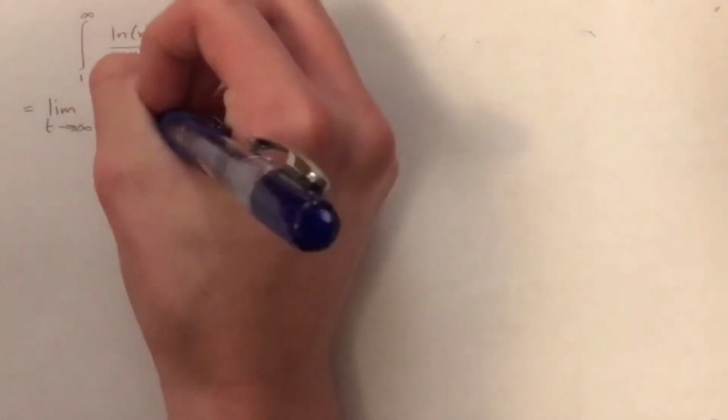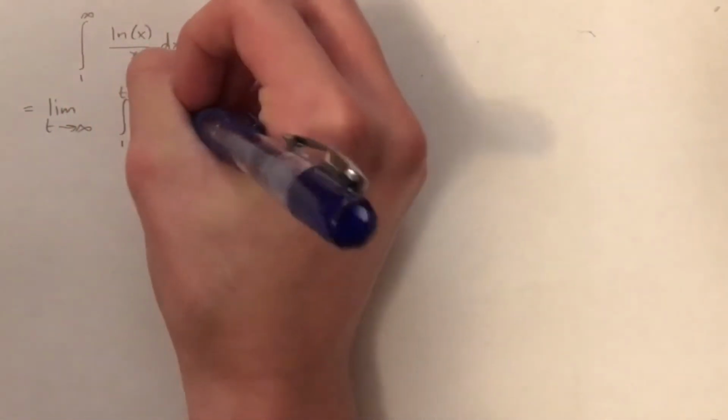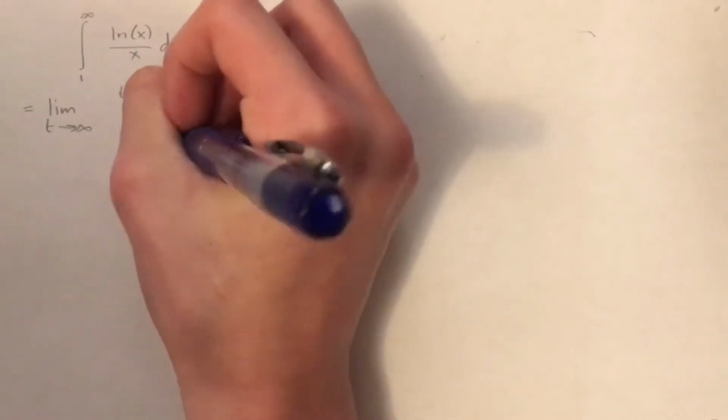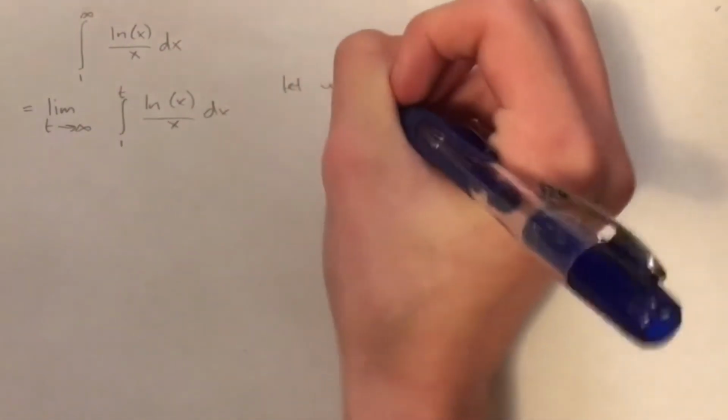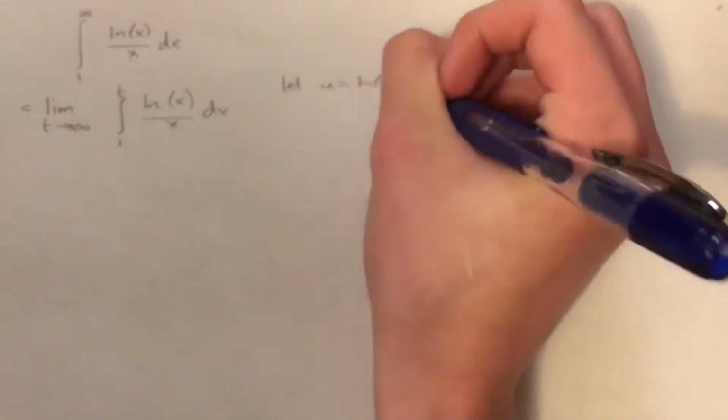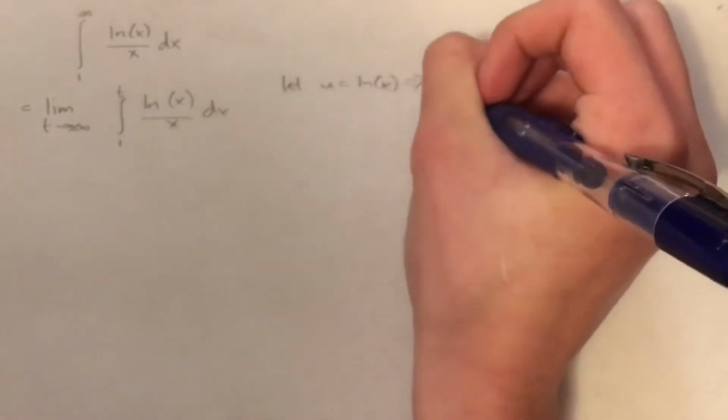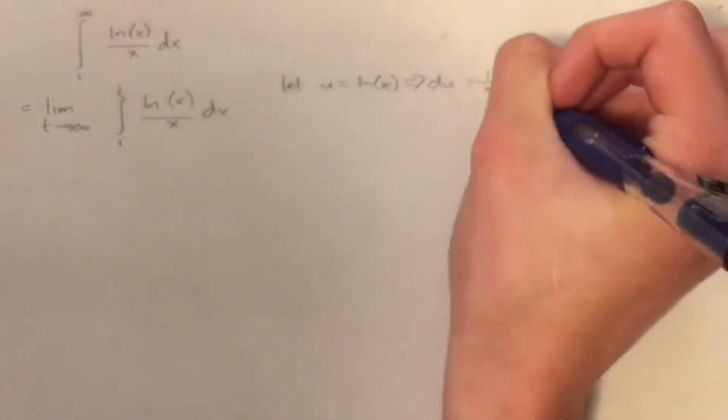All right. First, we must recognize that this is an improper integral. So in order to solve it, we will need to implement the limit as t goes to infinity of the integral from 1 to t. Then, one key tip is that whenever you see an ln x in the numerator and an x in the denominator, it's a classic u substitution type question.